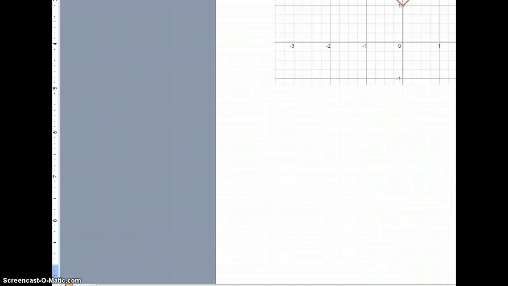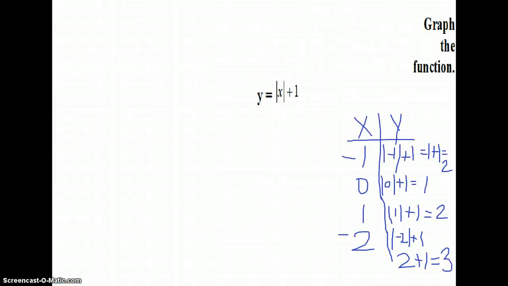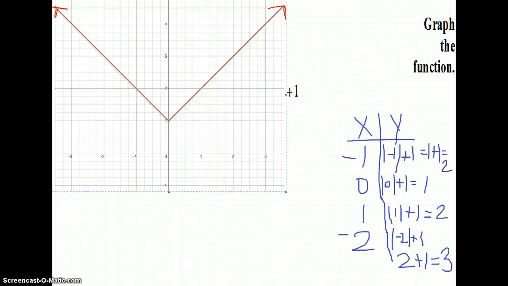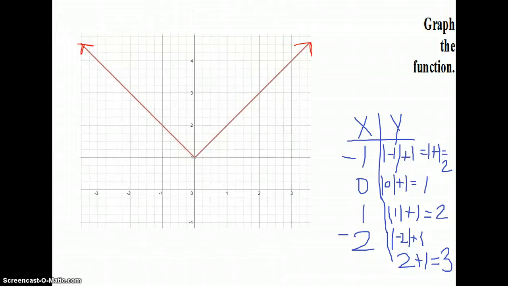And I did this graph ahead of time. So this is what the absolute value looks like. Absolute value, of course, is in the shape of a V.